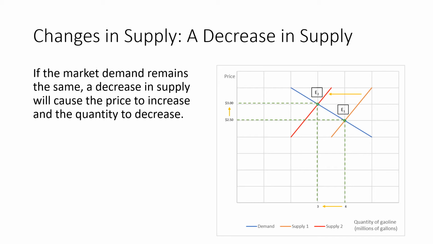In the month before the pipeline broke, the market for gasoline in Phoenix was in equilibrium at E1, as we can see in our graph, where the original supply curve, supply 1, and the original demand curve, I've just labeled it demand, but it should be demand 1, intersect. The equilibrium price was $2.50 per gallon, and the equilibrium quantity was 4 million gallons.